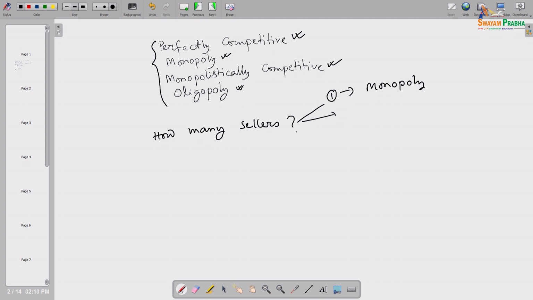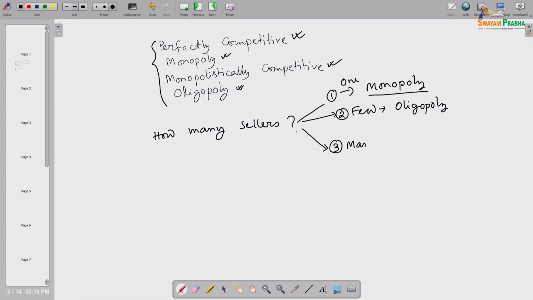How many sellers are there in the market? One seller, then the market will be called monopoly. If the answer is a few sellers, like 2, 3, 5, 6, it will be called oligopoly. Three alternative answers can be there: only 1 seller, few sellers, many sellers.